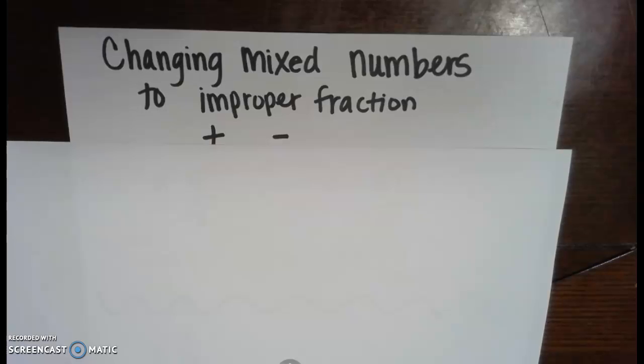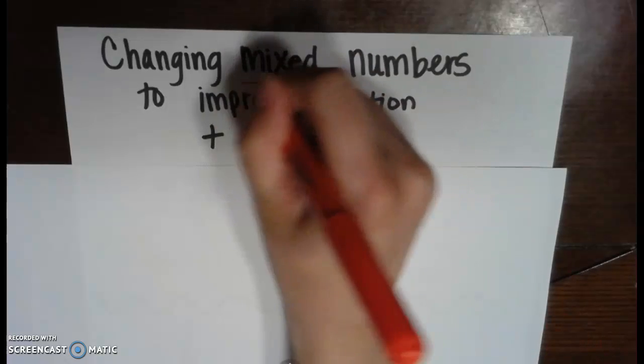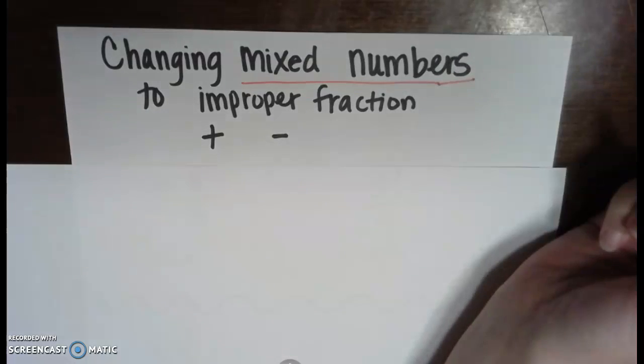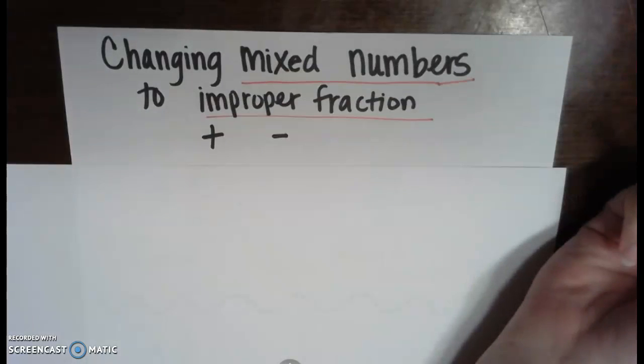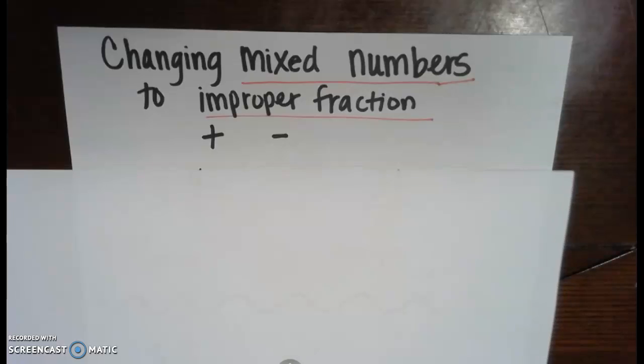So today we are going to be working on changing or converting mixed numbers to improper fractions. And the reason why we do that is so that we can add or subtract fractions from each other. And so that's going to look something like this, and I'll show you. But first, there's two things that we need to know before we get started, and that is our first keyword, which is mixed numbers. What's a mixed number? And then what's an improper fraction? What do those even mean?